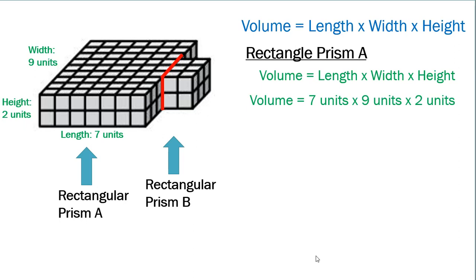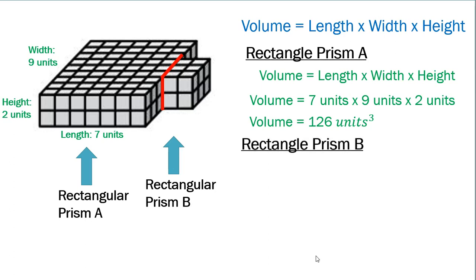Well, 7 times 9 is 63, and 63 times 2 is 126. Don't forget to multiply the units, so units times units times units is units cubed. So the volume of rectangular prism A is 126 units cubed.